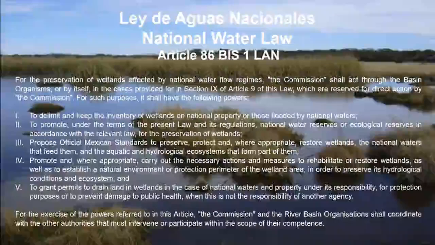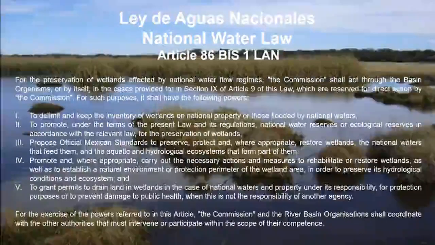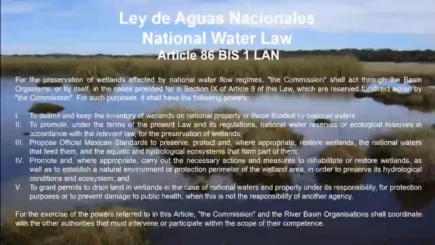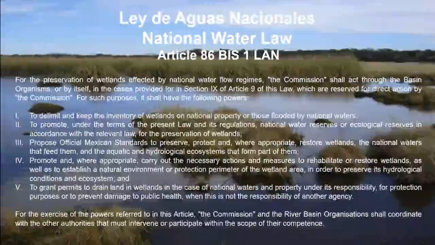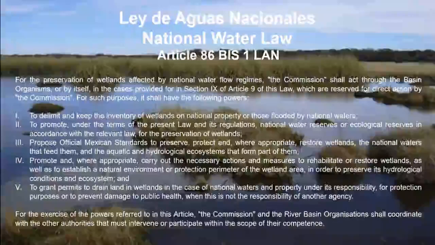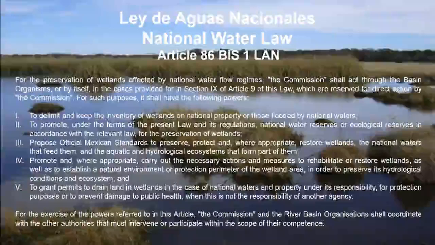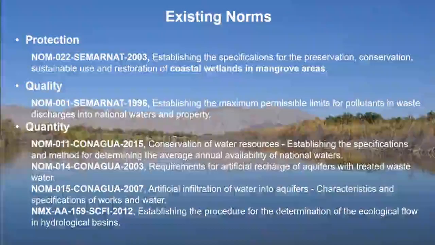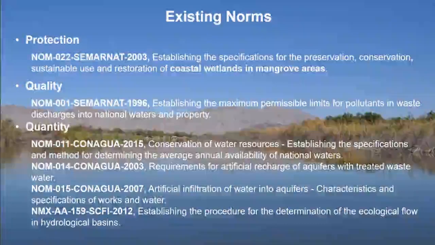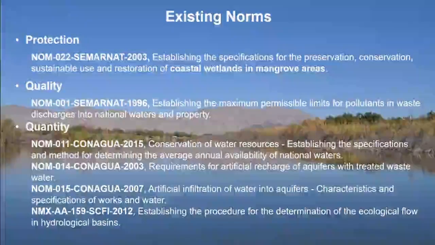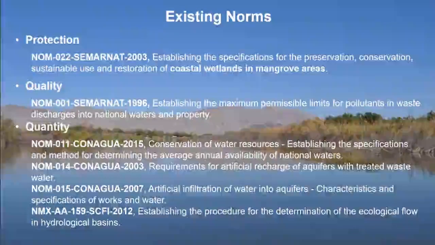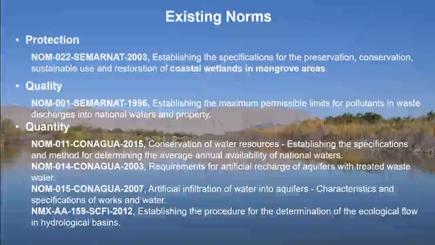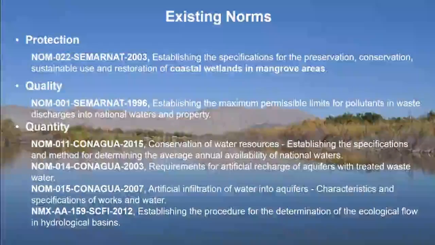I have the norms on protection, quality, and quantity. Protection, this is what I had mentioned, but it's getting short. With regards to quality, we have norm 0196 that provides the maximum allowances for contaminants in the discharges of wastewater. I want to highlight here that this is a standard of 25 years. It has been exceeded by reality. In terms of quantity, we have 011, which is the conservation of water resources that is used to grant permits. And the idea is not to get to the levels of overexploitation.